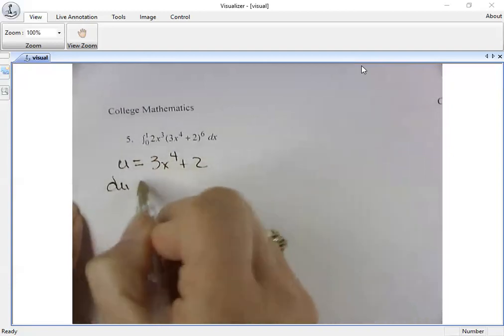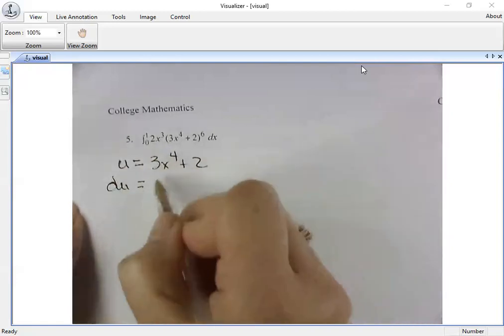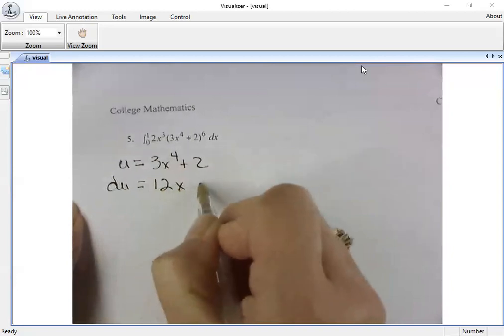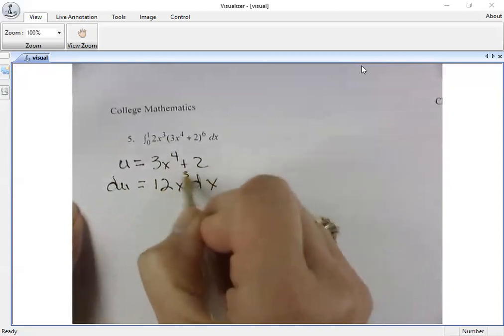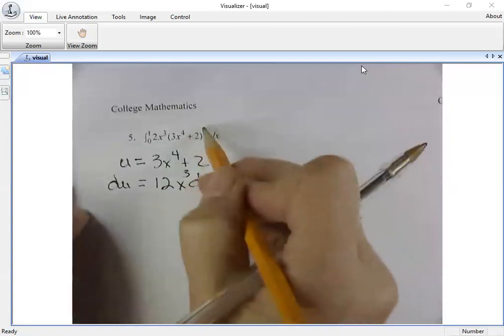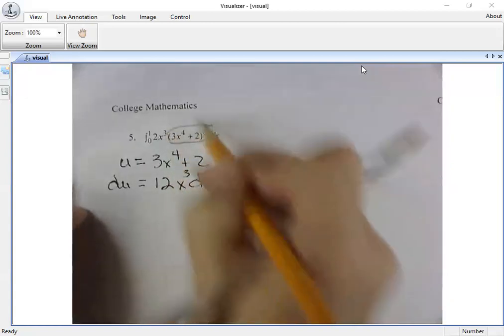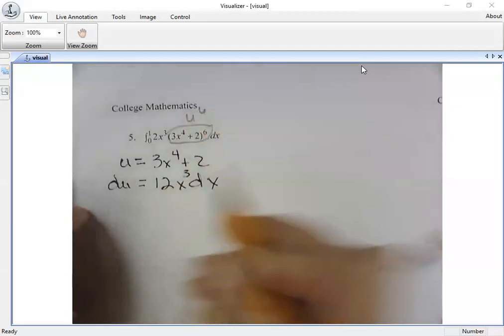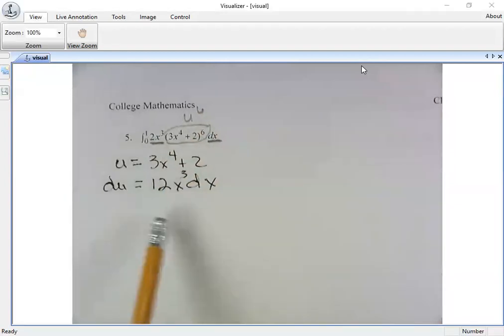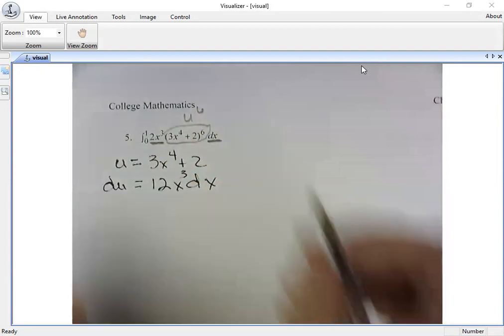Now tell me, what does that mean DU needs to be? 12x to the 3rd dx. Now let's double check and see if we've got everything we're going to need. So I already know this is going to be my u to the 6th, right? I have 2x to the 3rd dx, but I need a 12x to the 3rd dx. Can I make that work? Yes. If I do what?